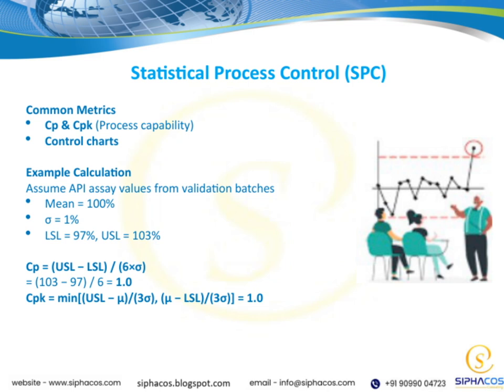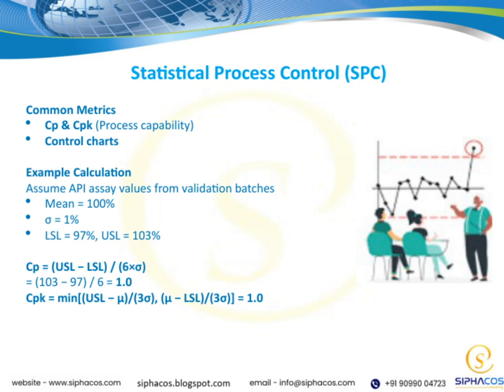Imagine we have API assay values from validation batches, with a mean of 100% and a standard deviation, or sigma, of 1%. The lower specification limit, LSL, is 97%, and the upper specification limit, USL, is 103%. To calculate CP, we take the difference between USL and LSL, which is 103 minus 97, and divide that by 6 times sigma. So that's (103 - 97) / (6 × 1), which equals 1. This indicates that the process has the potential to be capable, but depends on how centered it is.